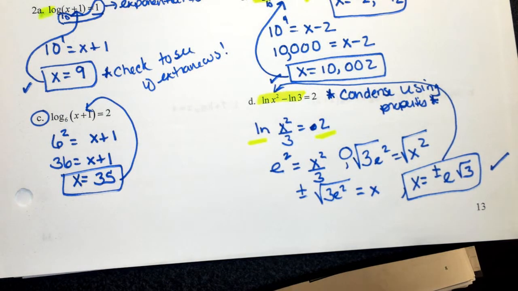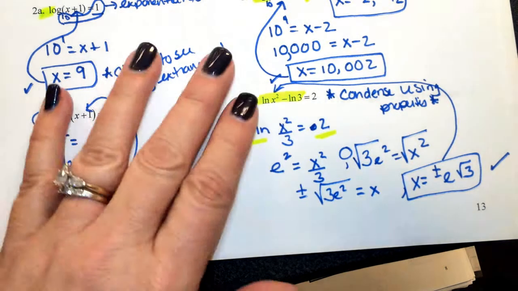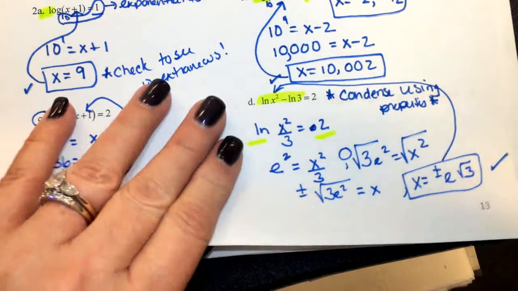So any questions where you may have to condense before you change it into exponential form? All right?